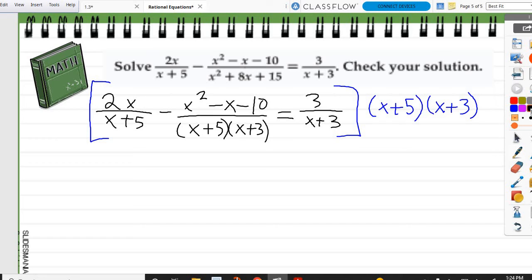So then, if I multiply, what's going to reduce on my first one when I multiply all of this to the 2x over 1? My x plus 5 reduces, so we have 2x times x plus 3 left. Now, what reduces on my second one? Both of them? Agreed? So what are we left with?